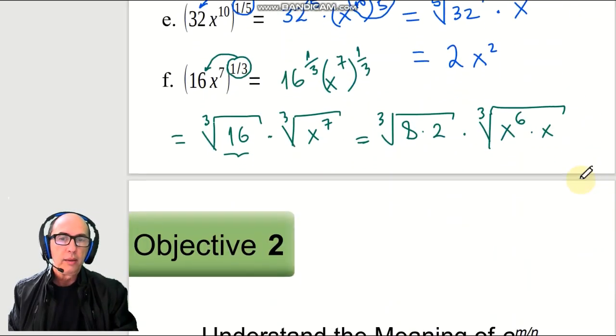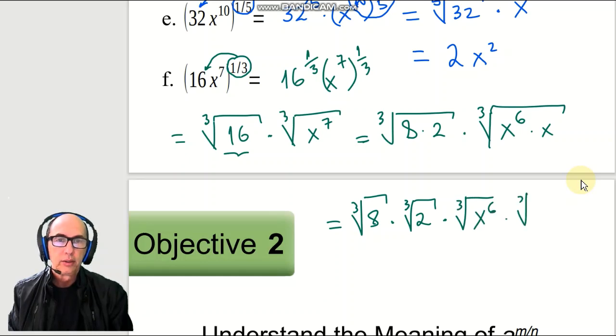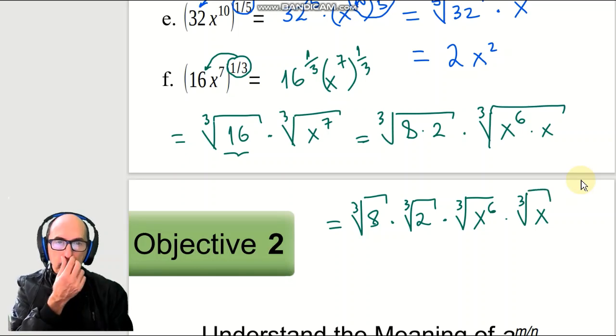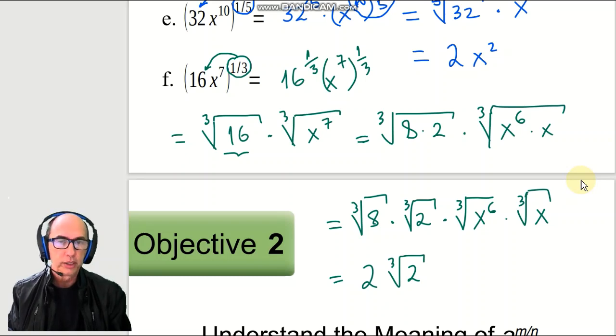Now we are able to make it simpler. Look, break down cube root of 8 times cube root of 2 times cube root of x^6 times cube root of x. Okay? And we know the cube root of 8 is 2. We don't know the cube root of 2, so keep it. We actually know, but it's going to be a bunch of decimals, right? 6 divided by 3, x squared, and cube root of x.